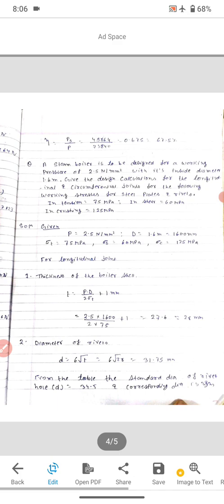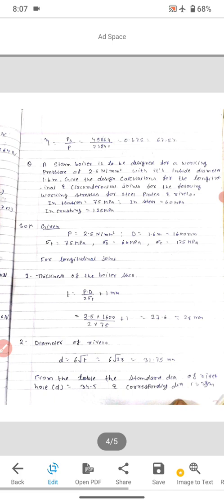Give the design calculation for the longitudinal and circumferential joint for the following. Okay, means you have to design according to both longitudinal as well as circumferential. The working stress for the steel plate and the rivet in tension is 75 MPa, in shear 60 MPa, and in crushing 125 MPa.